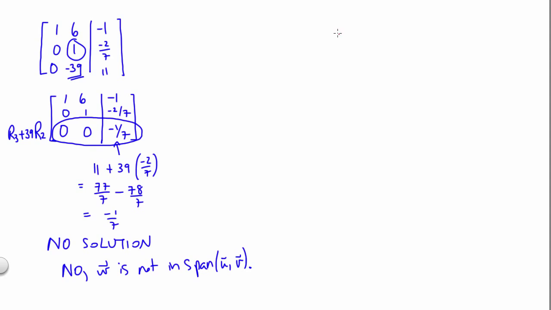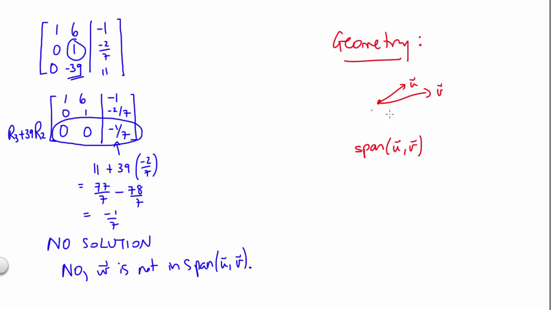Now, just as a follow-up here, I want to look at the geometric interpretation of this problem. Let's look at the geometry here. Vectors u and v represent 2 different directions in R3. We know that they represent 2 different directions because they're not multiples of one another. So when we start to look at the span of u and v, meaning we start with our vectors u and v, however they're positioned, we start to take all possible linear combinations of these vectors.